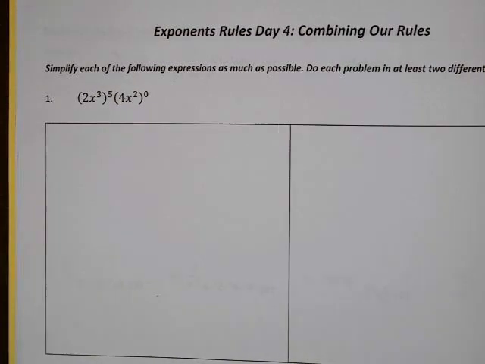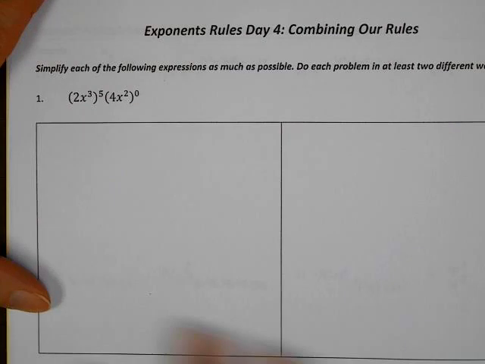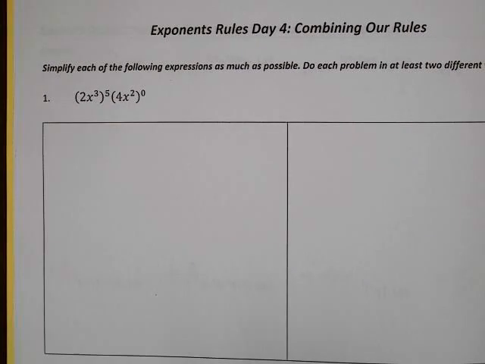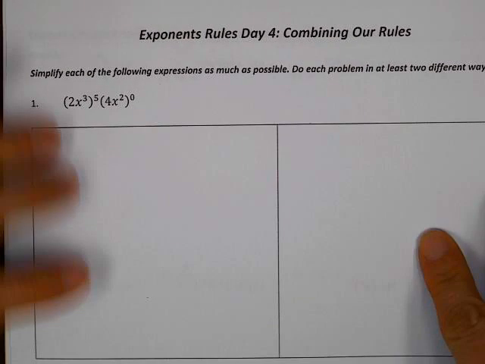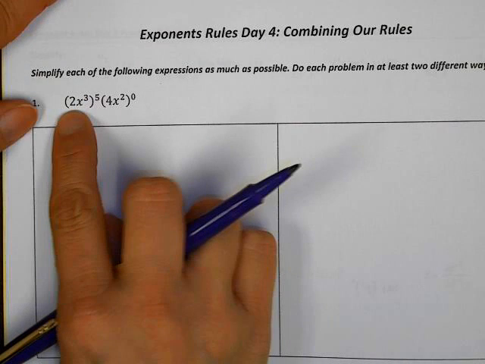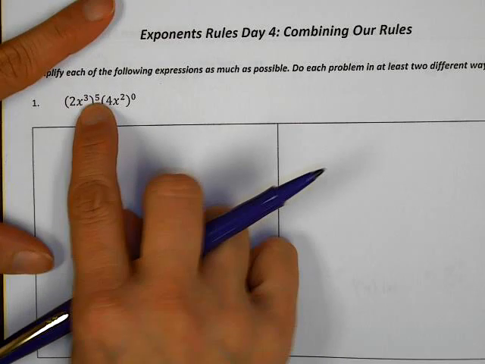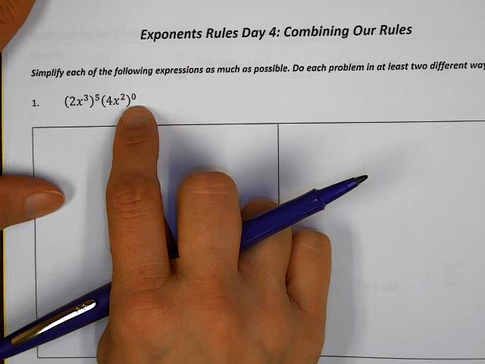Okay, now we're on day 4 of combining our rules. So we're going to have to make sure we know all our rules so we can combine all the different steps and solve these complex problems. Okay, so for this first problem here, I'm noticing I've got a bunch of coefficients and variables all with the 5th power. And then here I've got some stuff with the 0 power.